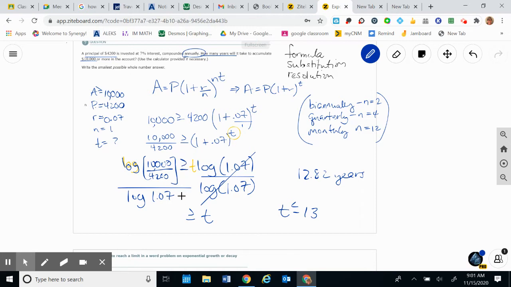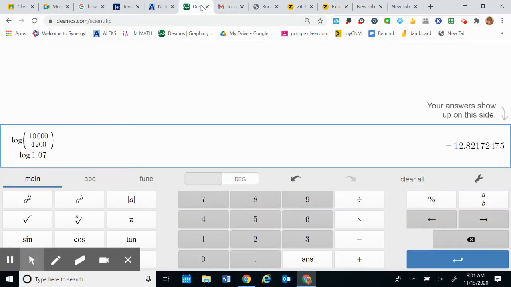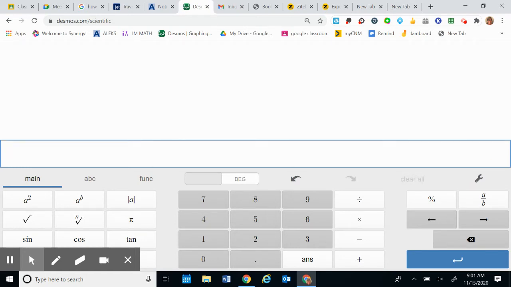I'm trying to think, when I divided by this, was I really dividing by a negative number, and I need to switch my inequality? Let me check that really quick. Sorry guys, this is kind of interesting. Let's try Desmos. Let me just do log 1.07, just out of curiosity. Let's see, how do I clear? Clear all. There we go. It's small, but it's not negative.